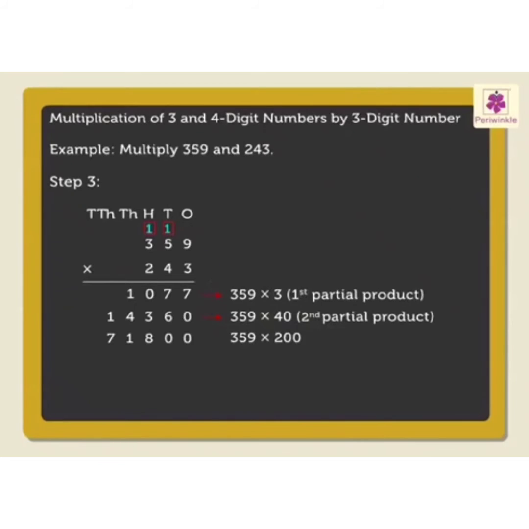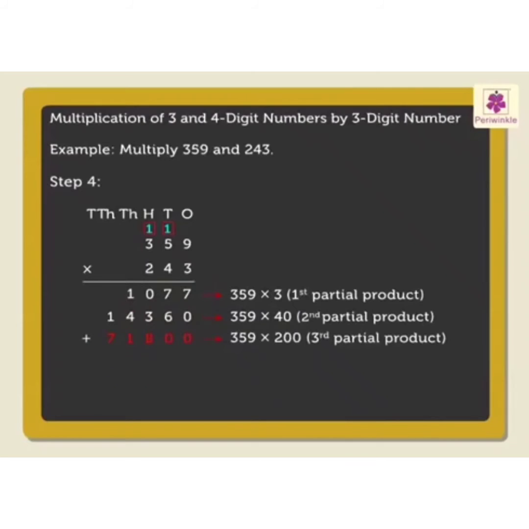Step 4. Now add the three partial products obtained, that is 1077 plus 14,360 plus 71,800 to get the answer, which is equals to 87,237.